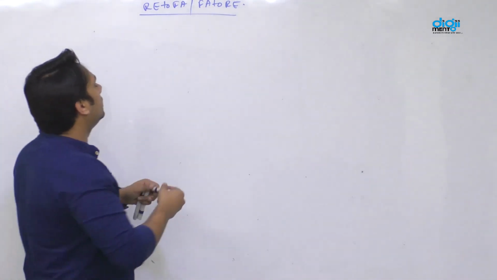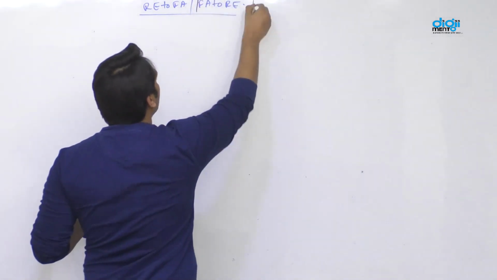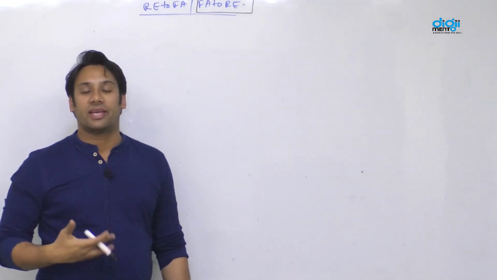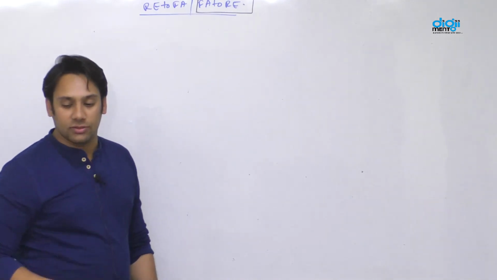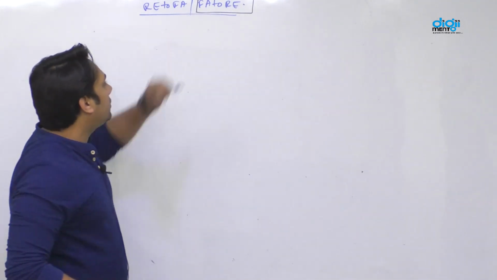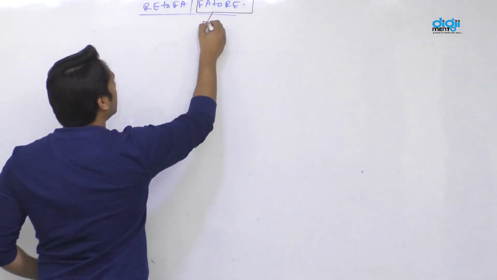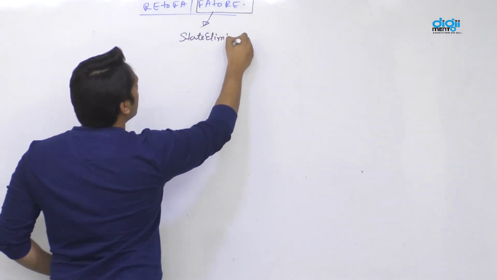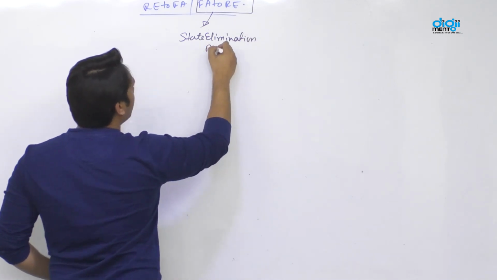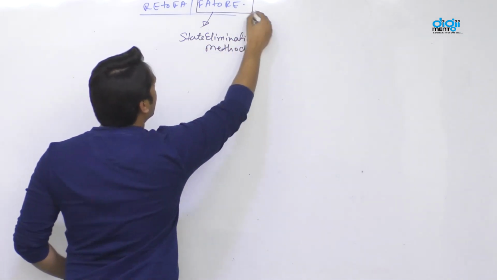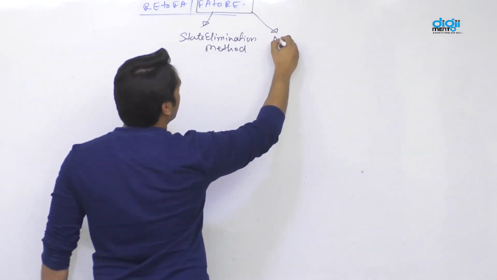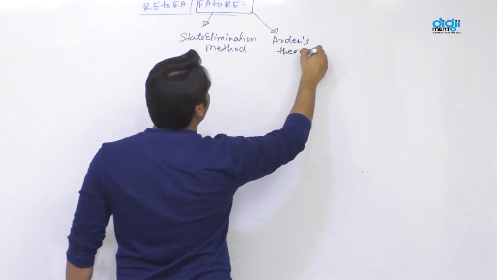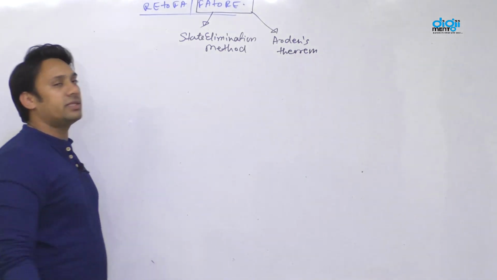Okay, so here we are starting with how to convert a finite automata to a regular expression. This is something that we are going to do. Now there are two methods here. The first method is the state elimination method. The second method is Arden's theorem. State elimination method and Arden's theorem.